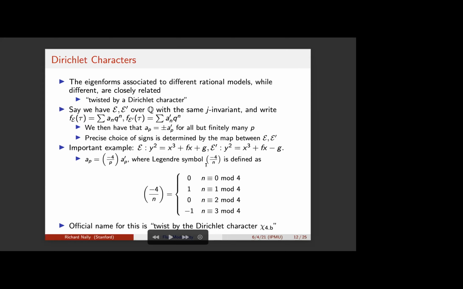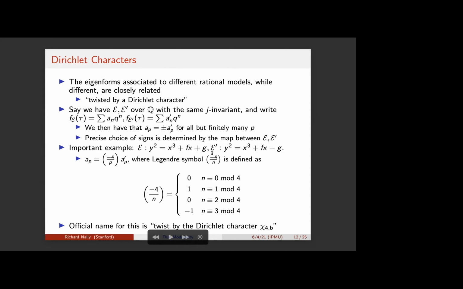The official name for this is a twist by the Dirichlet character chi sub 4. But all that means is that the infinite number of minus signs are assigned according to this rule. I know that was a lot of detail on what is basically a side point, but this particular example will come back later, so I wanted to have it out in the open.